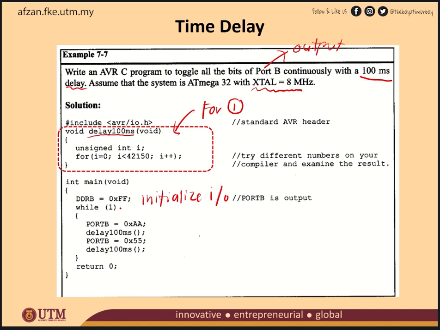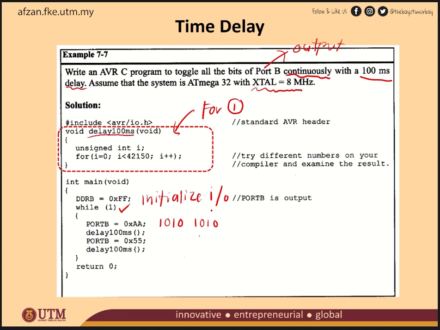And then while one. Why do we need to use while one? Because we are going to do it continuously. So that's why we use while one, open curly bracket, close curly bracket, for the while loop. And then PORTB equal to 0xAA means that you're going to send out the first value to your port B, which is AA. This is your AA, actually 10101010. This is the first number you're going to send out to your port B.